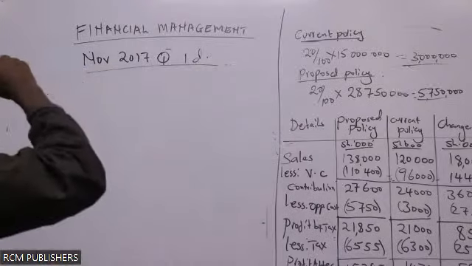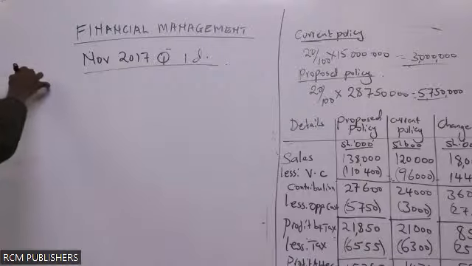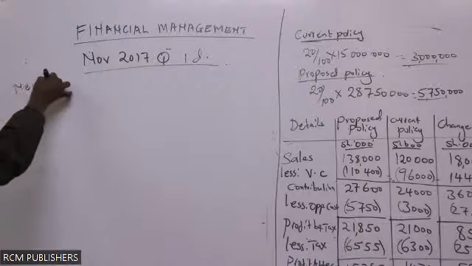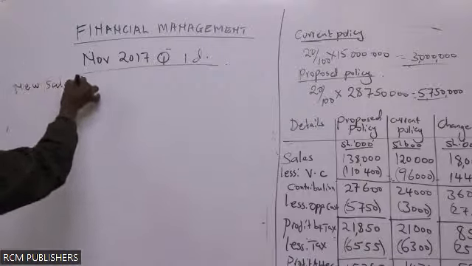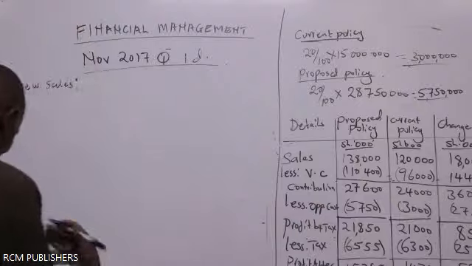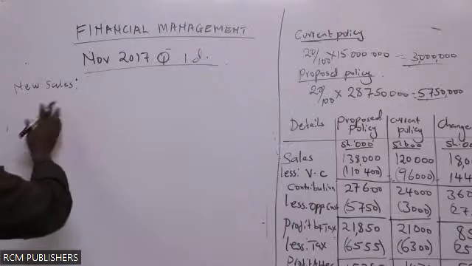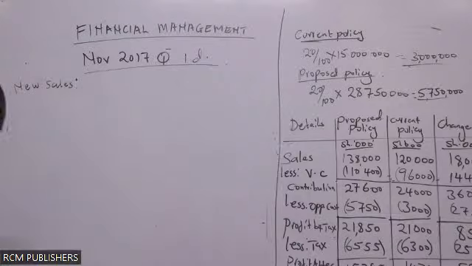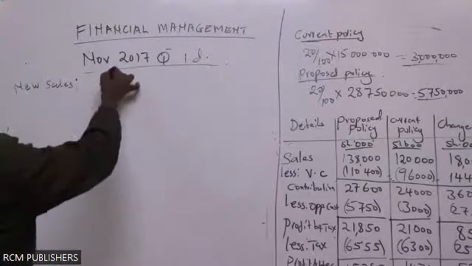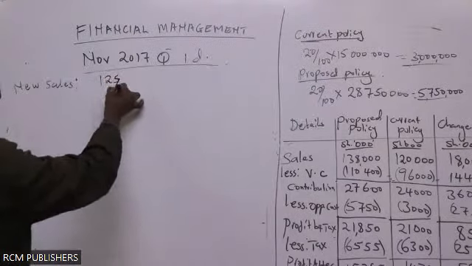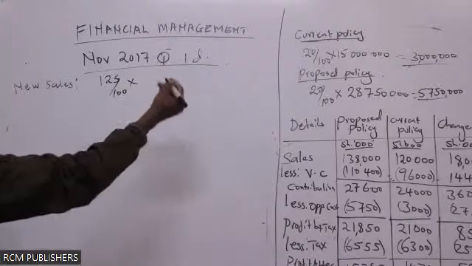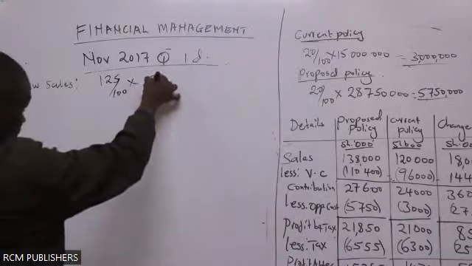So, new sales. The procedure is that. You must first get, on the credit policy, the new sales. So, how much are the new sales? We are told it increases by 25%. So I'll be having 125 over 100 of 12 million.